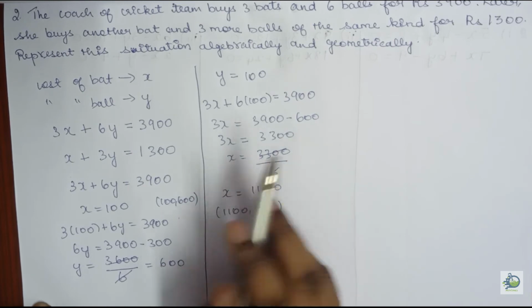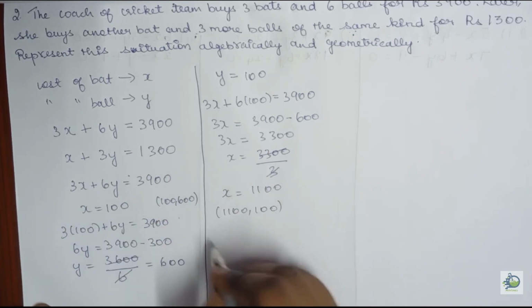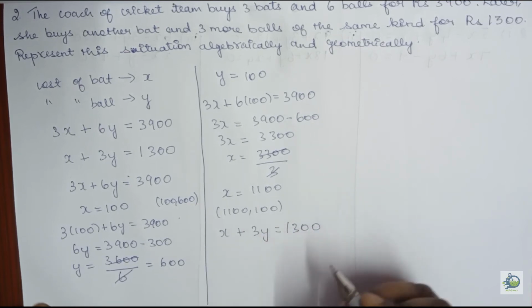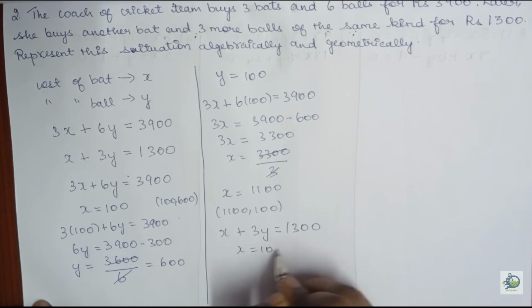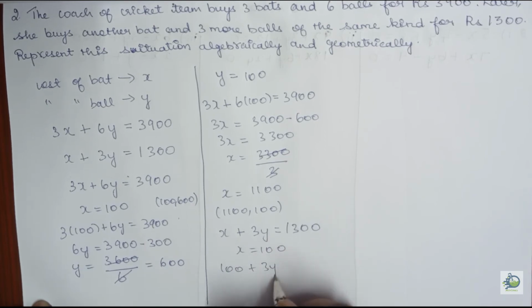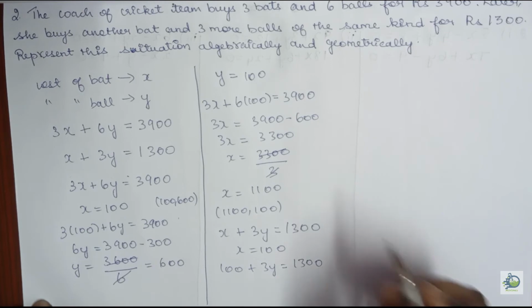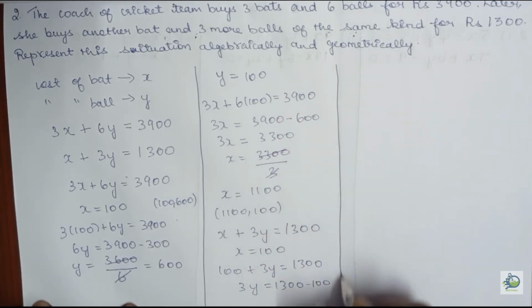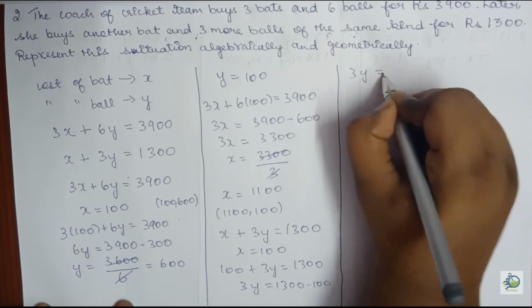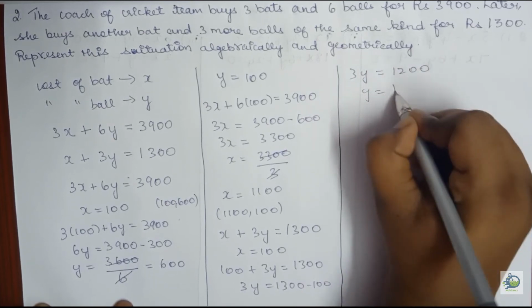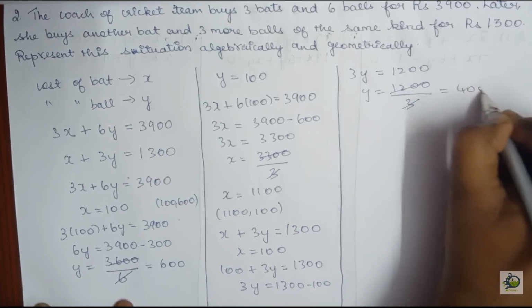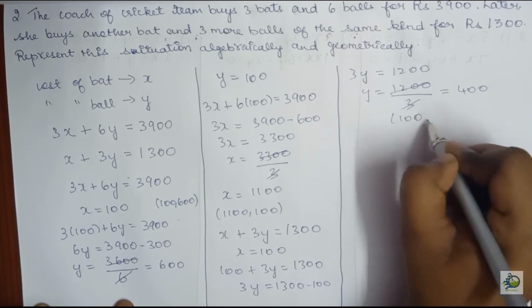Now I have to find two solutions similarly for the second equation. The second equation is x plus 3y is equal to 1300. Let me substitute x as 100. So 100 plus 3y will be equal to 1300. Now when I bring that 100 to that side, it becomes 3y is equal to 1300 minus 100. So 3y will be equal to 1200, y is equal to 1200 divided by 3. When I cancel these both, I get 400. So the point is (100, 400).